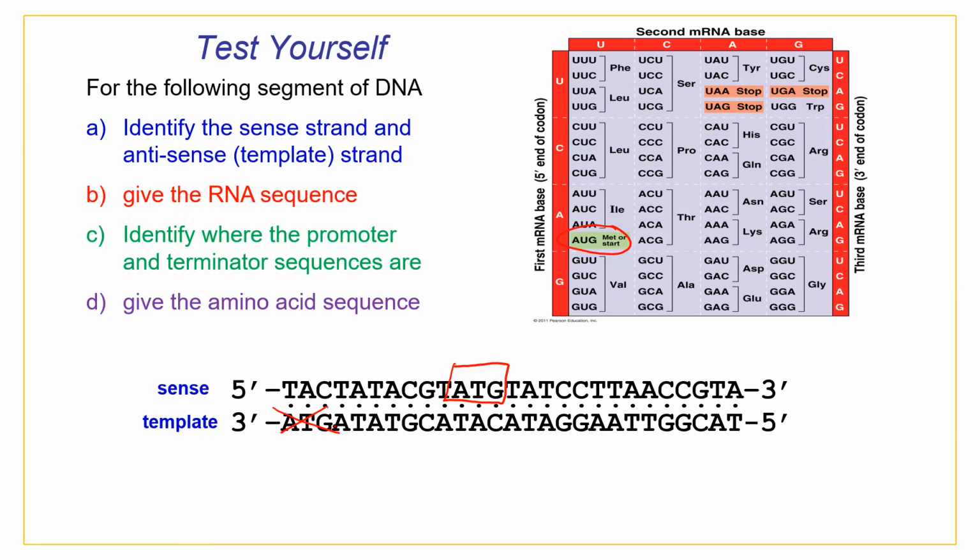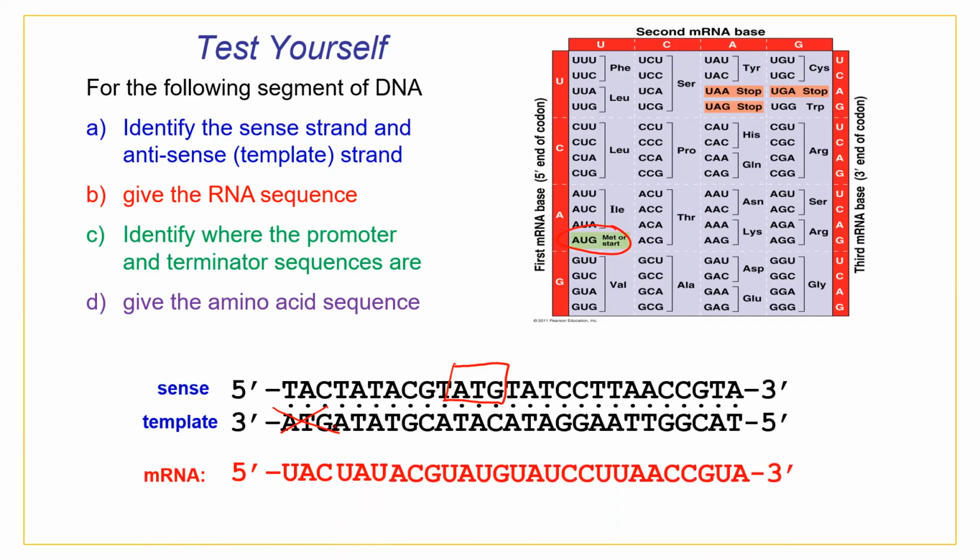The next part says give the RNA sequence. Remember that the RNA is going to look basically exactly like the sense strand. So what you need to do is basically copy out the sense strand and change all your T's to U's. Notice I'm not starting at the start codon. Transcription actually starts before the gene. I'm not exactly sure how far before the gene, so we're just going to copy out everything that you see there. You can see my TAC becomes a UAC, TAT becomes UAU, and so on until you get to the very end.